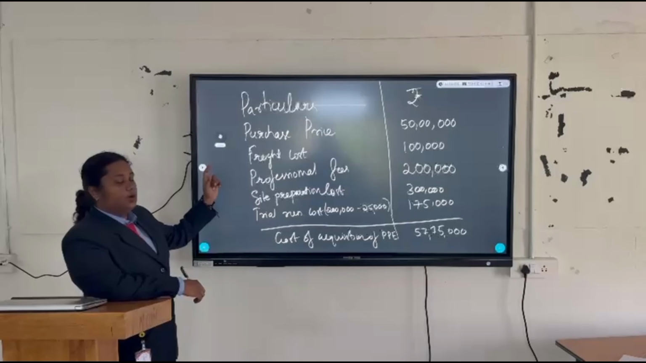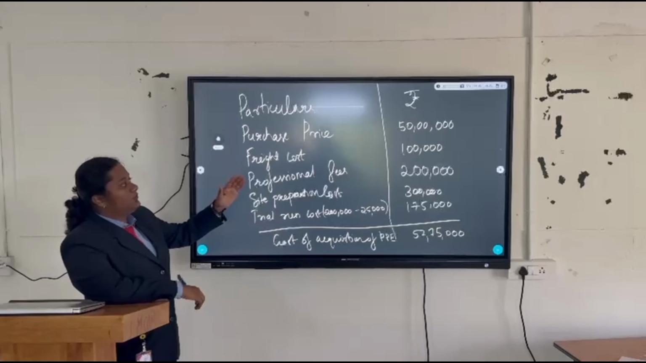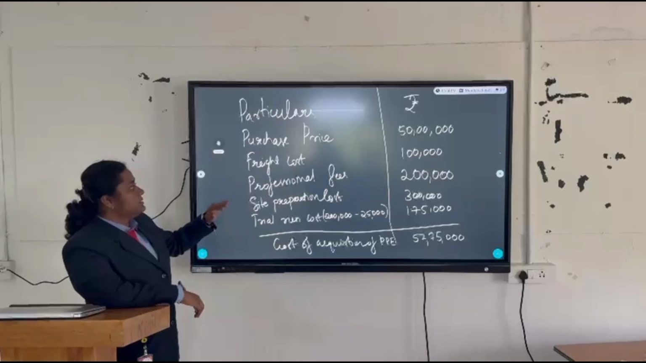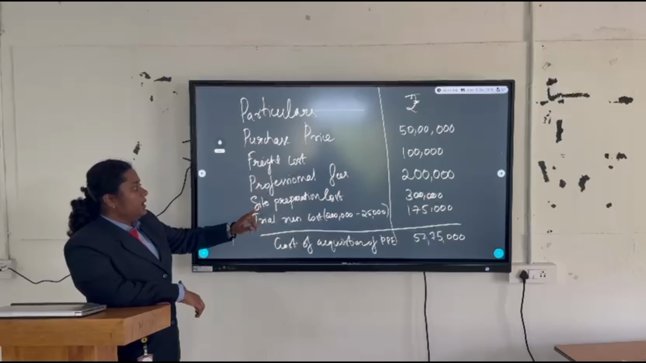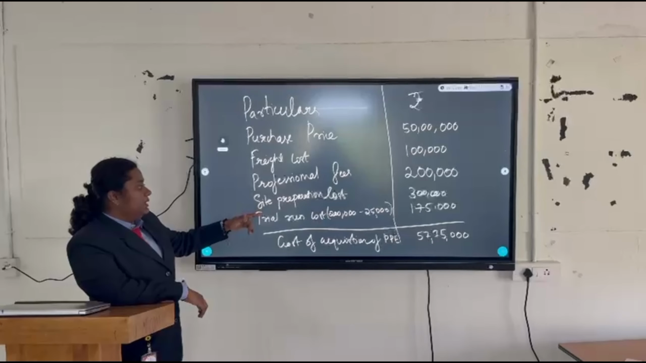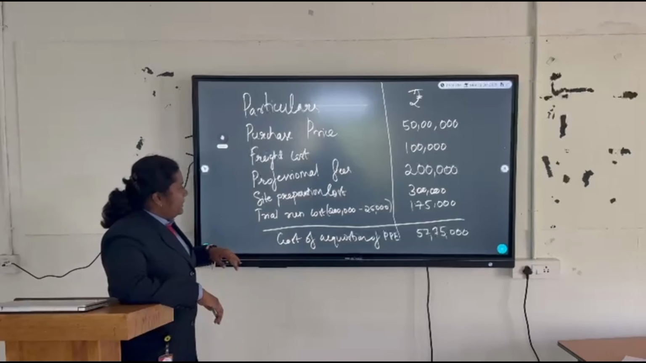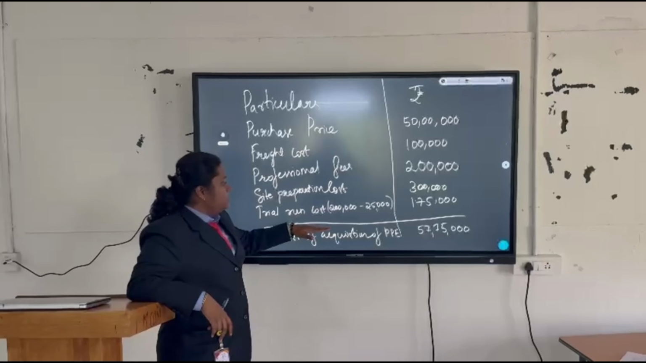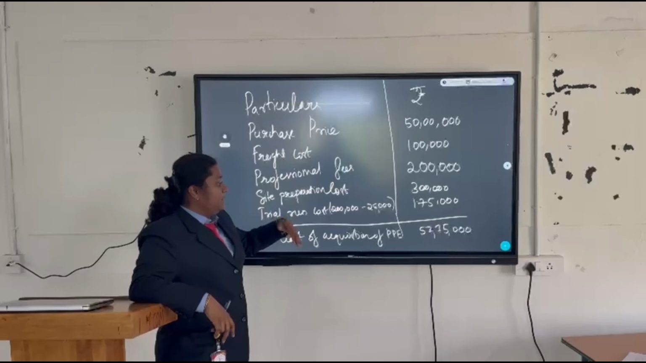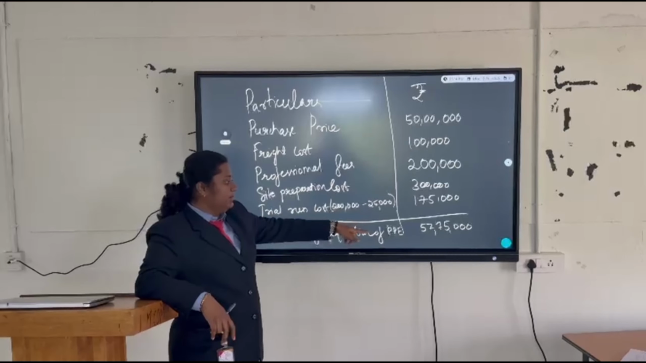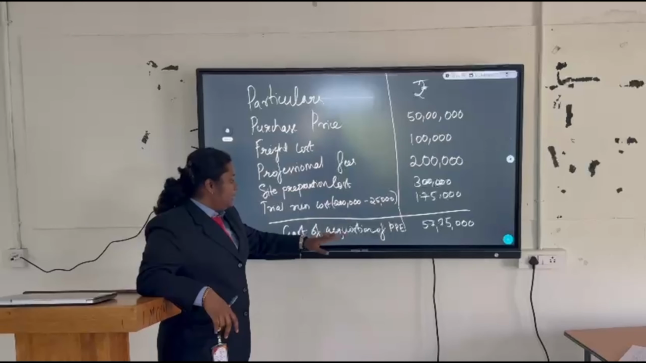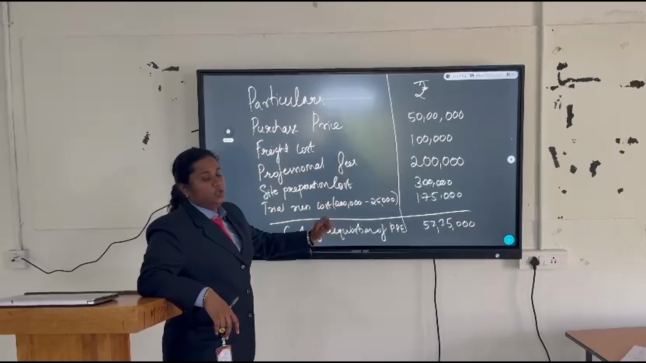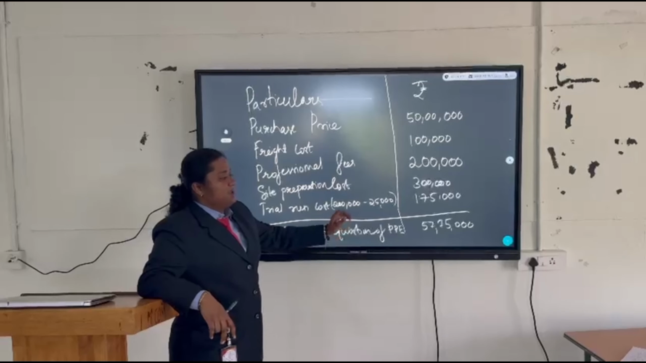Here, first we want to add the purchase price, which is 50 lakh, and next is the buy cost, that is 1 lakh, and the professional fees 2 lakh. Then site preparation cost, it comes 3 lakh, and the trial run cost, where we have reduced 25,000 from 2 lakh, that is 1,75,000. So the final answer of the cost of acquisition of PPE is 57,75,000.